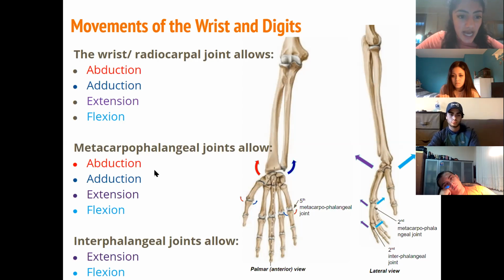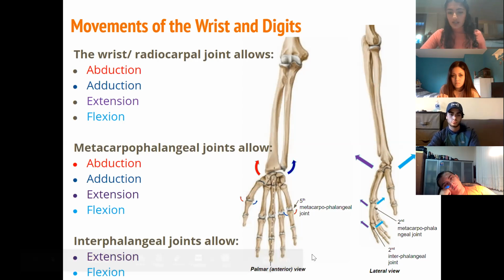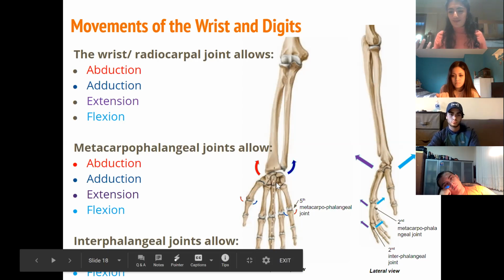And then we have our metacarpophalangeal joints. Those are the joints formed right here at our knuckles. If you look at a picture like this, you might be inclined to feel like, oh, this is our finger, right? Don't get confused. This part is our palm, right?